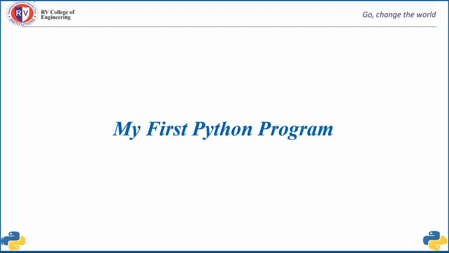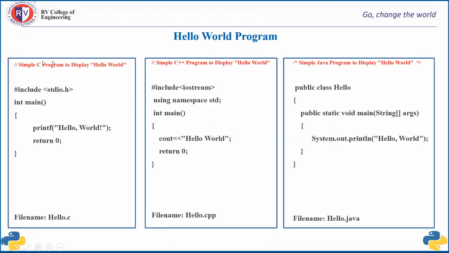Before we talk about the Python programming language, let me spend a few minutes on C, C++ and Java. Suppose we want to print hello world in C, C++ or Java, we need to write many instructions in our program. For example, in C, we need to include the header files, declare the main method, and within the main method use the printf statement to print hello world.